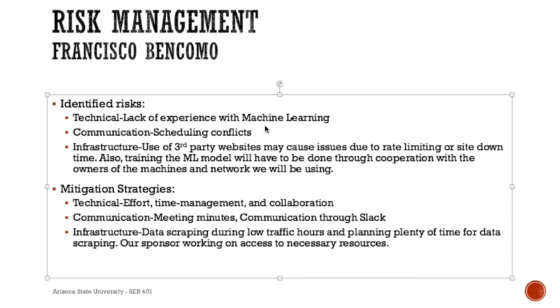The mitigation strategy that we had for the infrastructure risks, we're going to do data scraping during low traffic hours, and then we're going to plan ahead, giving ourselves plenty of time to do the data scraping in case we do run into rate limiting or site downtime. And then for the training of the ML model, our sponsors working on access to all the necessary resources. We actually did get confirmation that we did get access to those resources, and we're working that all out now.